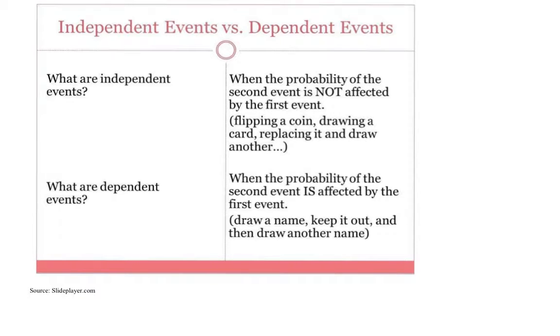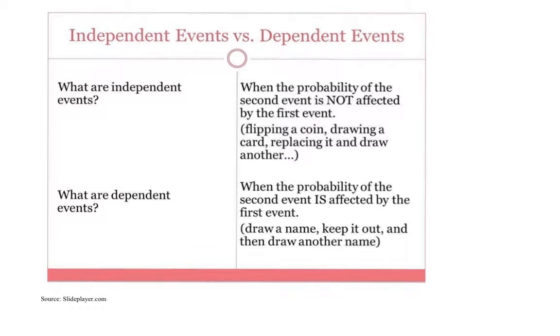First, let's look at the difference between an independent and dependent event. An independent event is when the probability of the second event is not affected by the first event. So like flipping a coin multiple times, each flip of a coin doesn't affect the last one. And then drawing a card, replacing it, and then drawing another. Because you put that card back in the deck, what you drew the first time doesn't affect what you draw the second time because that card's back in there. So anytime you see replacing, that's most likely an independent event.